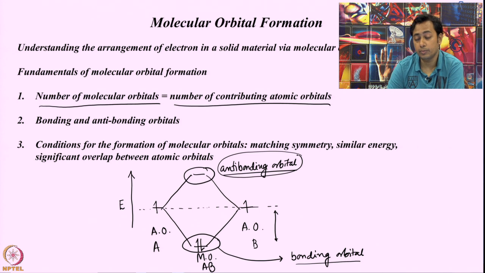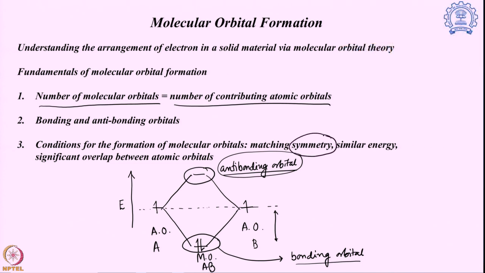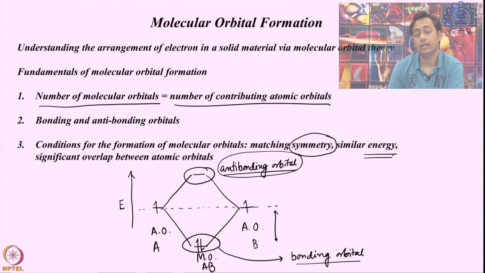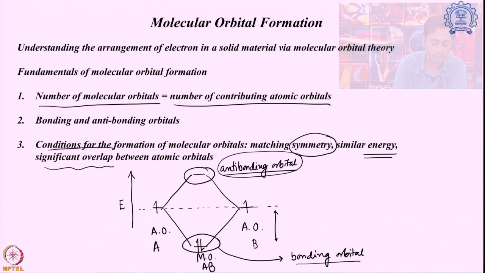So when two atomic orbitals can come together and produce a molecular orbital, the important factors are three. One, they have to match the symmetry. They have to have similar energy. They don't always need to have exactly the same energy, but similar, so the orbitals on the energy scale are close enough that they can start the interaction. And during that interaction, the orbitals actually overlap, and there should be a significant overlap so that this molecular orbital can be produced.